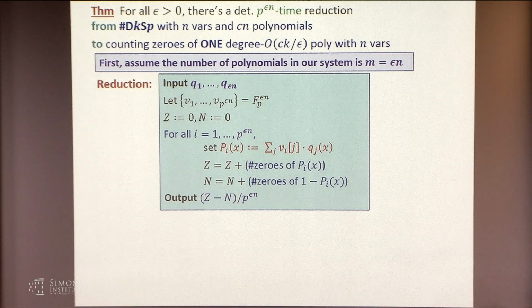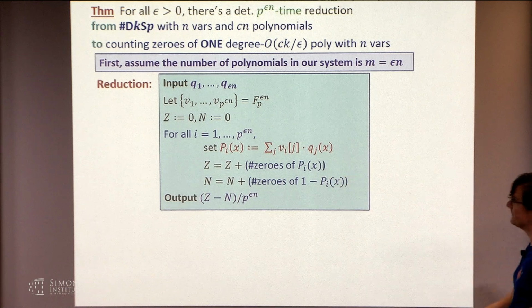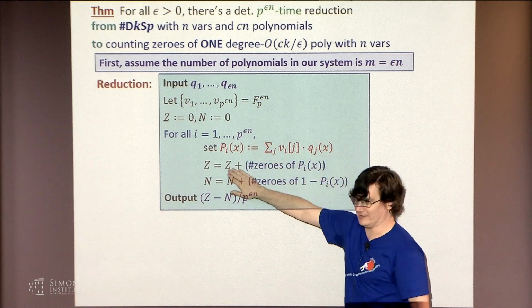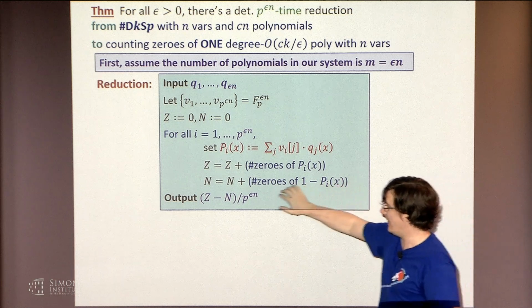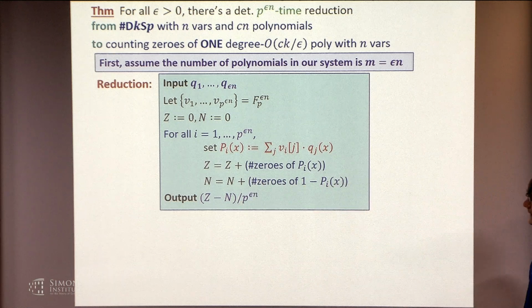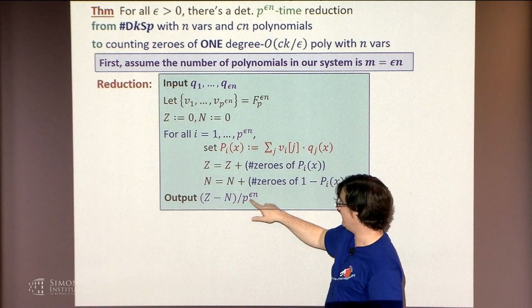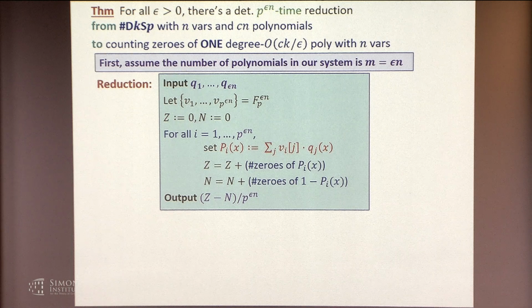Obviously, it has the same degree as whatever the degrees of these things were. If this is k, it's degree k. Then I'm counting the number of zeros of this polynomial and adding that to some running total z. I count the number of zeros of 1 minus the polynomial and add it to some running total n. Finally, I output z minus n divided by the total number of vectors, in this case p to the epsilon n. This is an exact reduction.